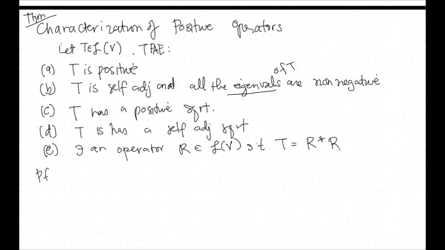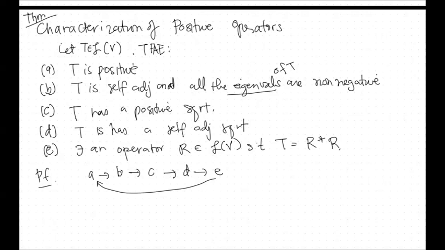And then let us present the proof. We will prove it this way: A implies B, implies C, implies D, implies E, and then back to A. All right, let's begin the proof.